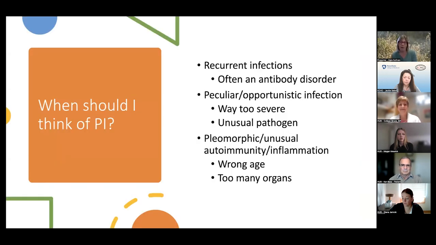So when should I think of PI? Well, I think the easy one to latch onto, but sometimes the hardest to execute, is recurrent infections. And it's hard because there's not a recipe. It's not like 4 sinus infections, you get an immune workup, 3 sinus infections, you don't. It's not really quite that easy. But the physician or the caregiver should have a sense that the infections are excessive. Now, this in some ways is the easiest one because it's a relatively small set, at least among adults, a small set of tests that are appropriate to order.